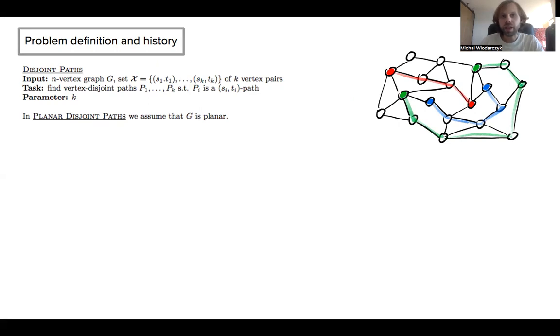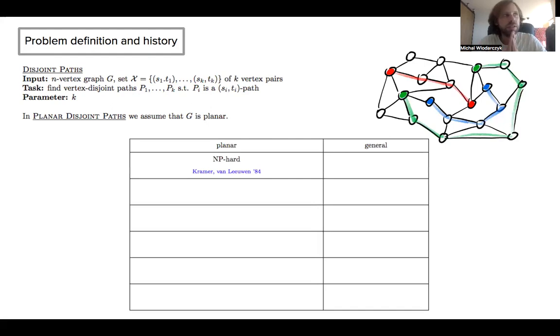At first glance, you might think that this is just some max flow, but if you try to solve it with max flow, you might end up connecting the wrong endpoints, while we care that red should be connected to red, blue to blue, and so on. So this problem already becomes NP-hard on planar graphs. The initial interest in planar inputs was due to some application in electric circuit design. And when it is NP-hard, then what can we do?